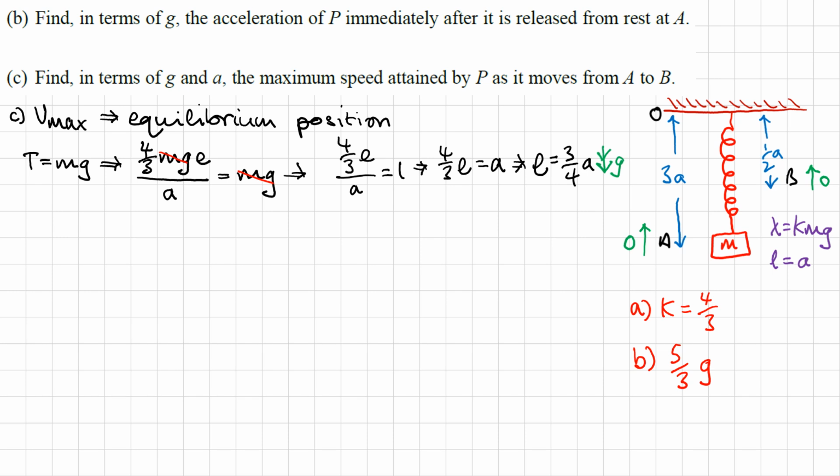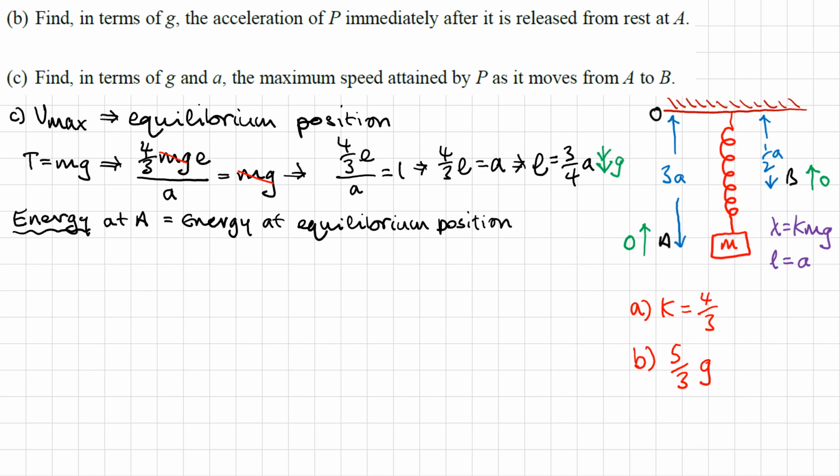So we now have the extension in this equilibrium position. We are now going to be using energy, using that equilibrium position, to work out what the speed is. So what we're going to do is look at the energy at A and make that equal to the energy at the equilibrium position. They're going to be equal by conservation of energy, because no energy is lost in this case, as there's no work done against friction.